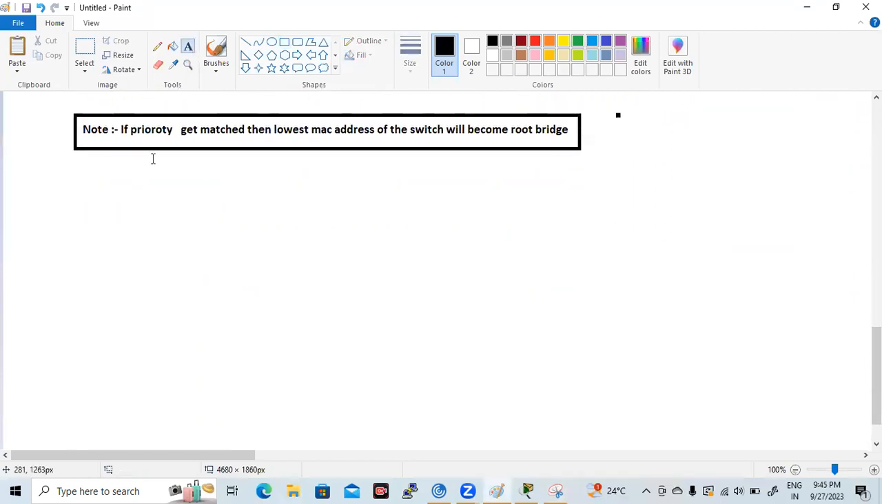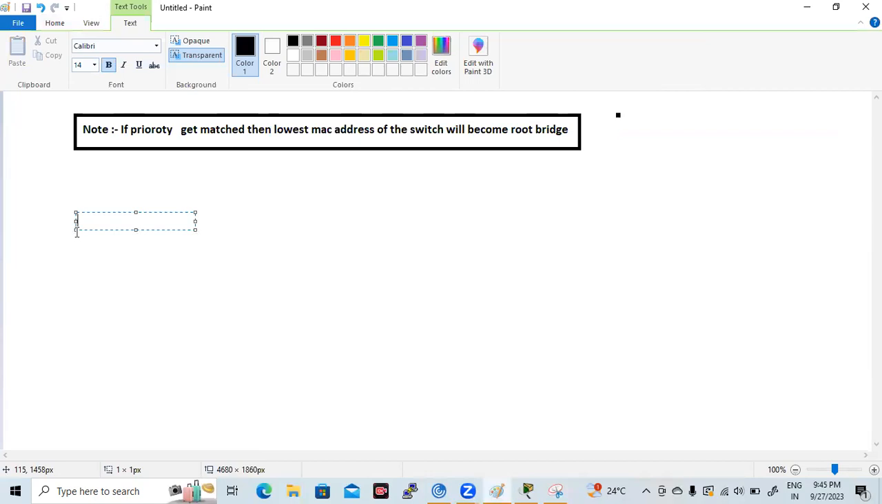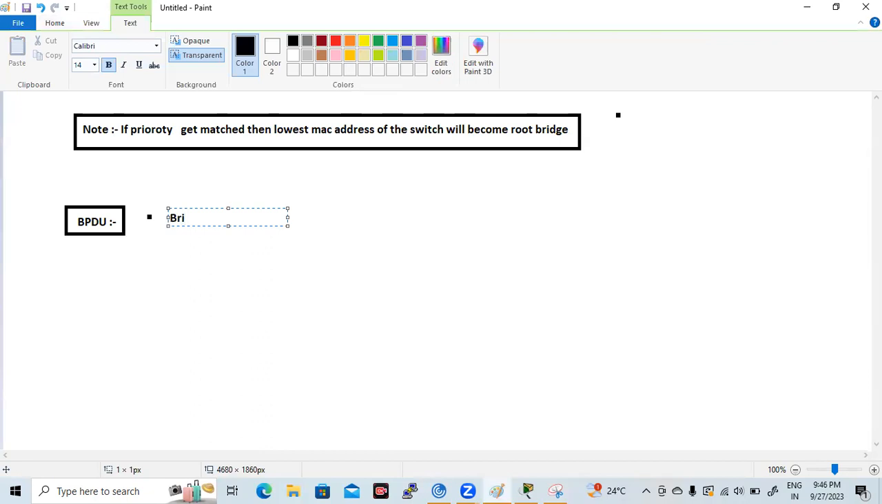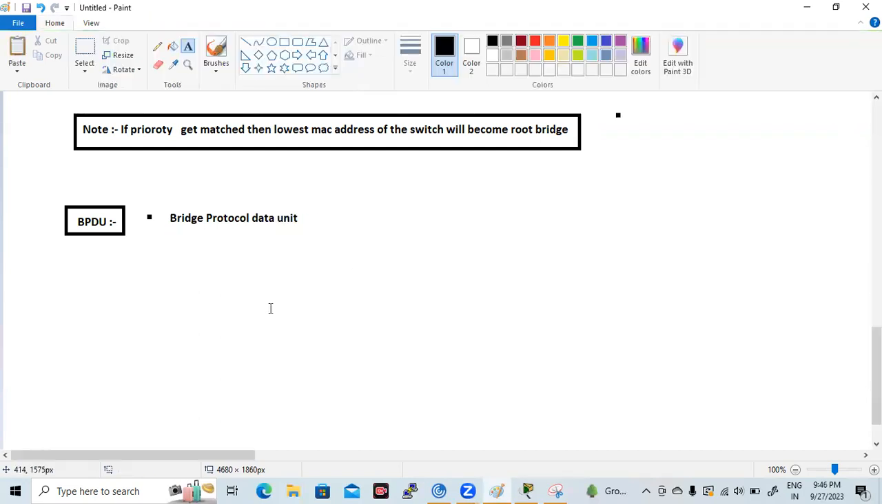Understand about the BPDU. The switch is going to understand when they are exchanging the BPDU, then they will come to know who is the root bridge. Otherwise, everybody thinks I am the root bridge, I am the owner of this topology. So understand, BPDU stands for Bridge Protocol Data Unit.